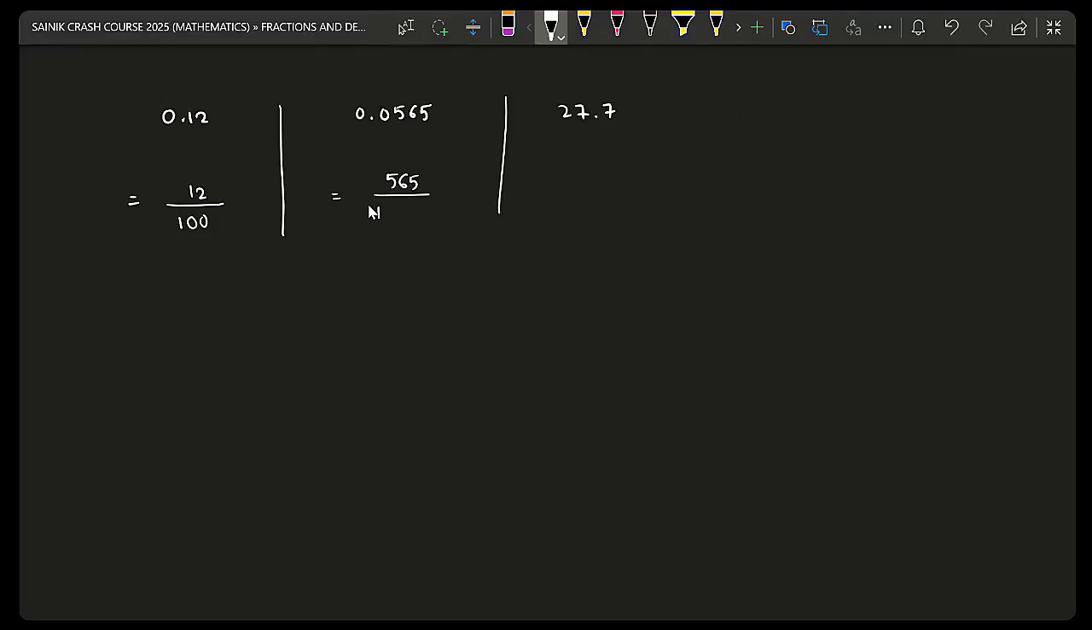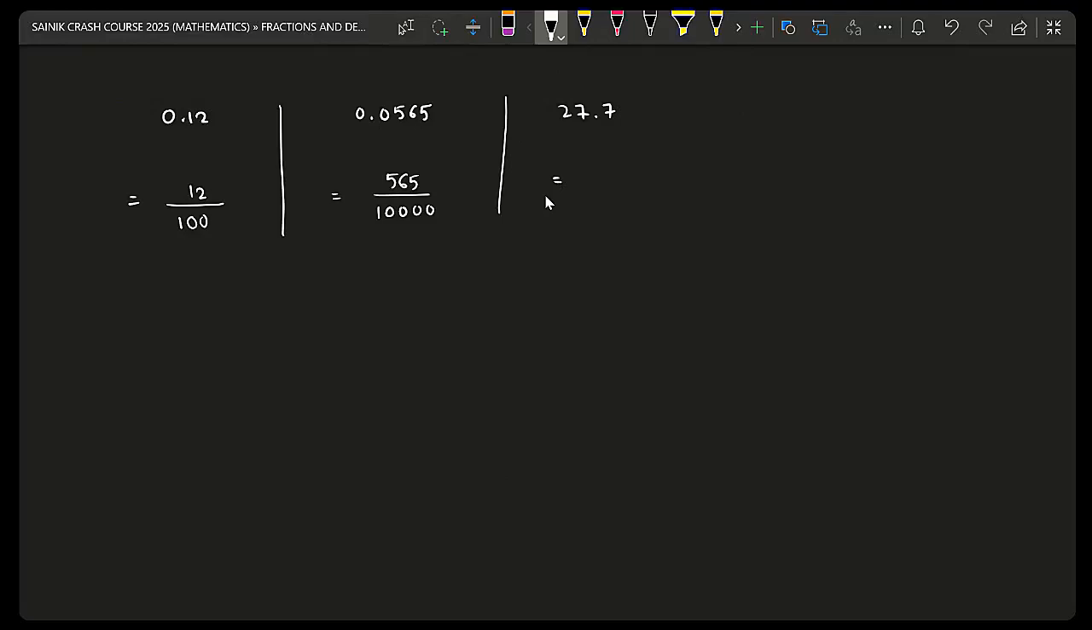How many zeros do I have to use? 1, 2, 3, 4. There are 4 decimal places. So I should write 4 zeros. If you want, you can simplify by cutting with 5 or any other number. We can simplify it later. But this is how we convert into fractional form.